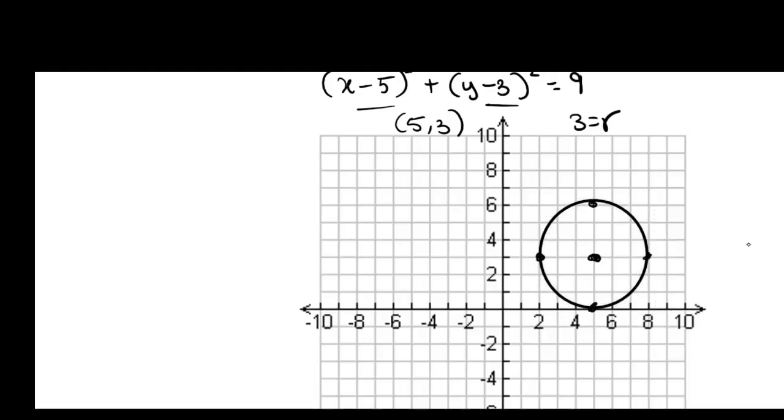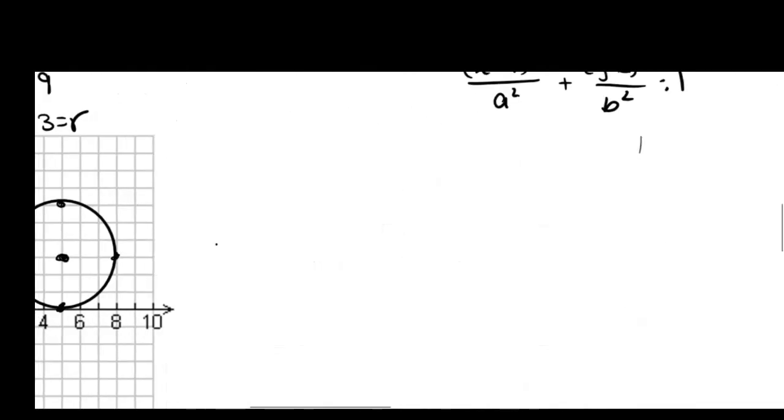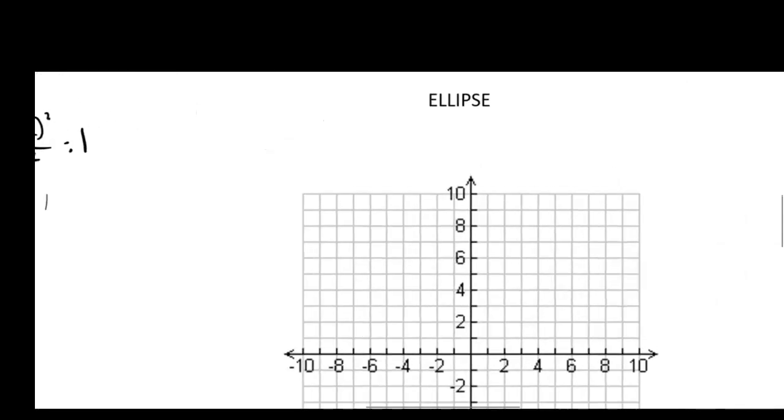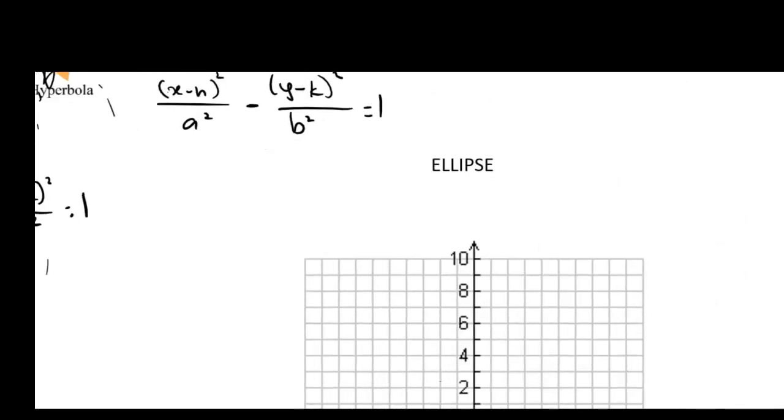Okay, that's better. That's our circle. Now let's try with the ellipse. Ellipse is also very simple. So let's make an equation. (x - 4)² over 4 plus (y + 2)² over 9 equals 1.